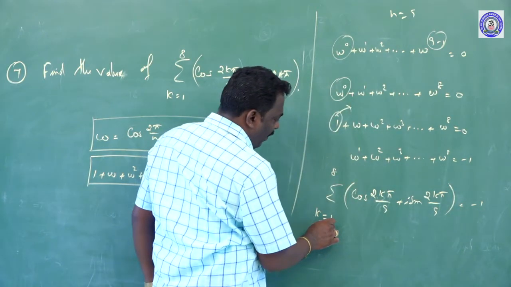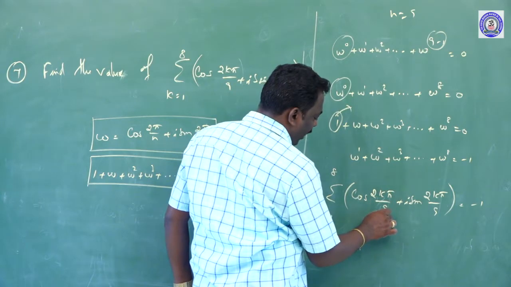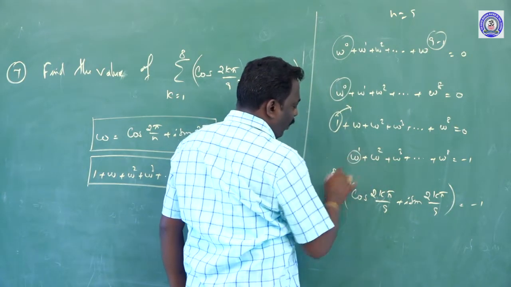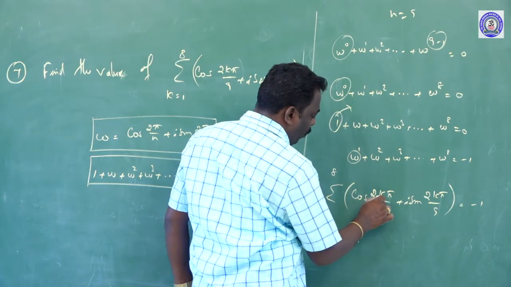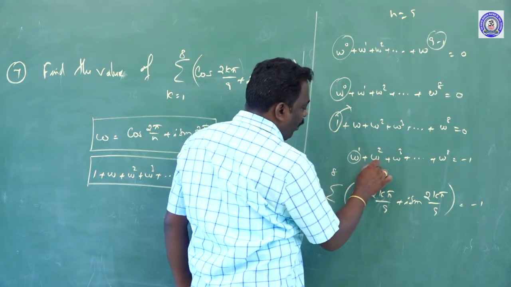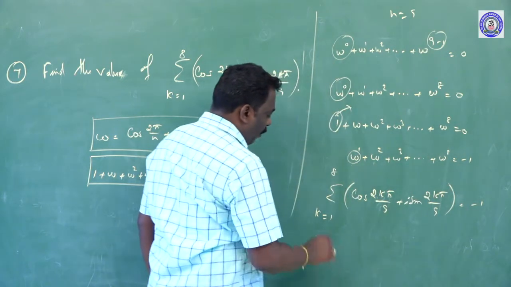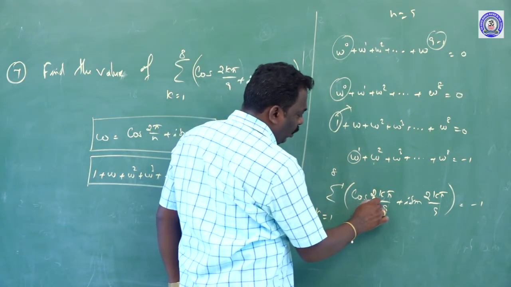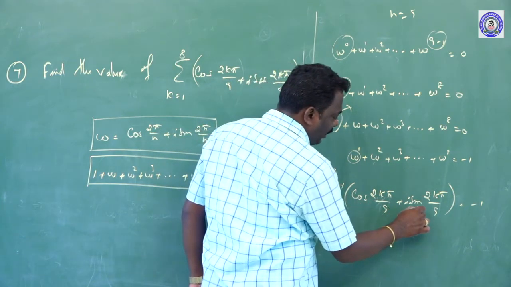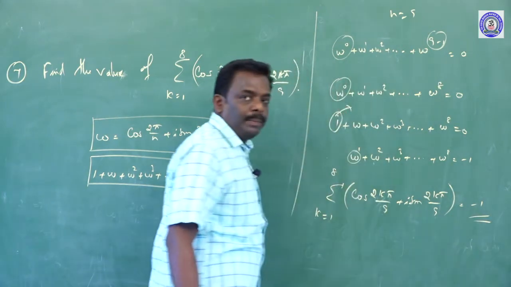If you put k value equal to 1, it is 2 pi by 9, which we get as the first omega. Then put k value equal to 2, it is 4 pi by 9, defined by omega square, etc., up to omega power 8. Therefore, the sum for k from 1 to n of cos 2k pi by 9 plus i into sin 2k pi by 9 is equal to minus 1.